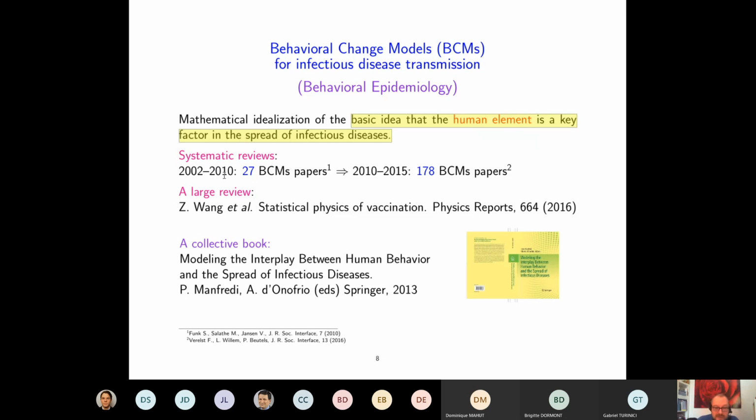And there is an increasing number of papers concerning the behavioral change models. For the people interested in this topic, I suggest the first collective book edited by Piero Manfredi and Alberto d'Onofrio in 2013, and also the larger review on statistical physics of vaccination. This one is especially devoted to vaccination, and has been published in Physics Reports in 2016.